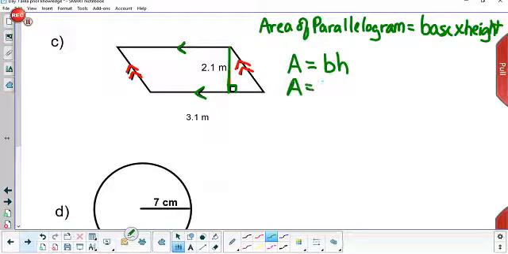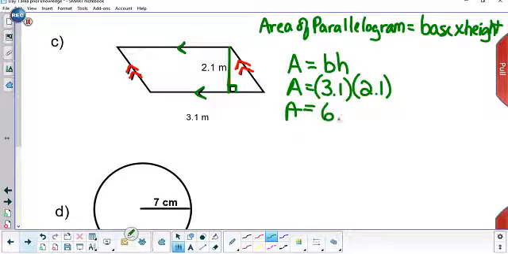The area of this parallelogram is 3.1 times 2.1. When we multiply those together, we get 6.51. It was in meters, and it's area, so it's squared. So in a parallelogram, base times height, it's similar to a rectangle, except the height has to be at a 90-degree angle.